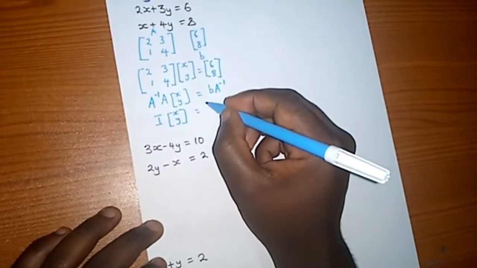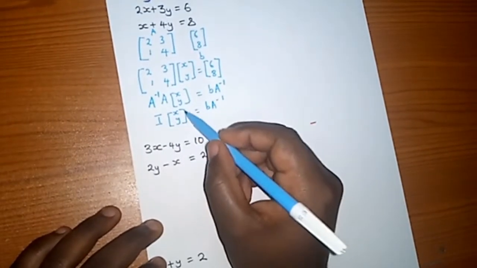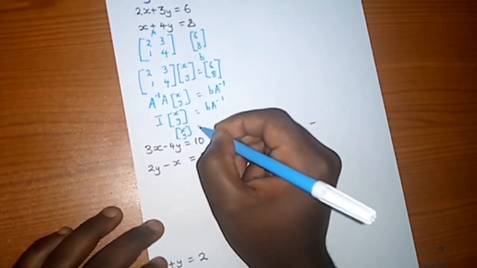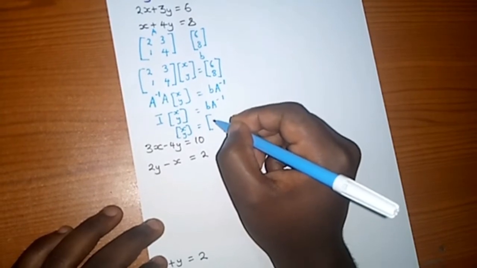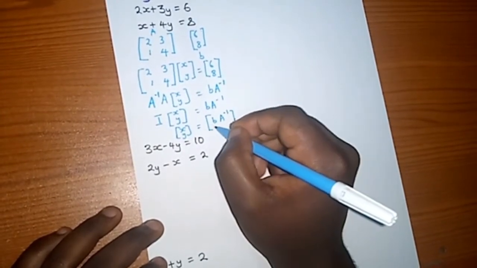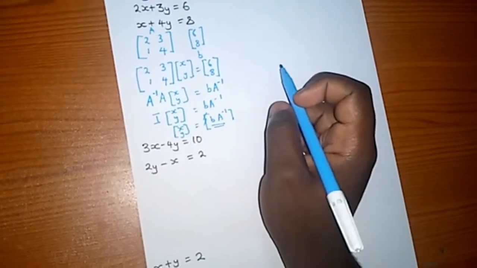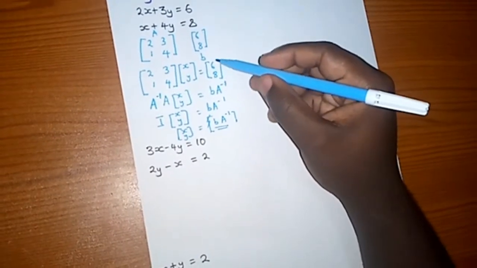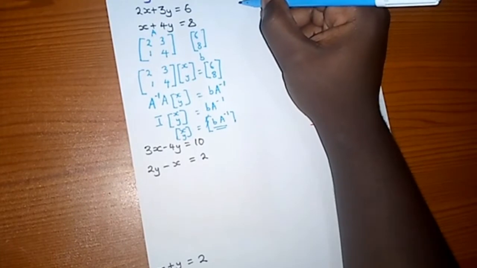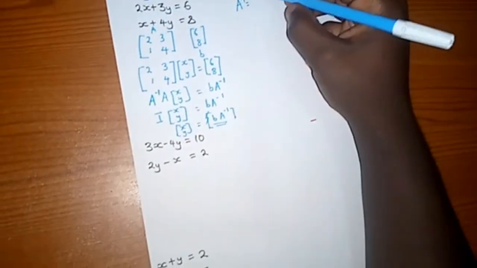And if I multiply any identity matrix times that same matrix, I get the same matrix. This is B and A inverse. So what I'm going to do in this case is multiply B by the inverse of A. So I look for the inverse of A. So what is the inverse of A?